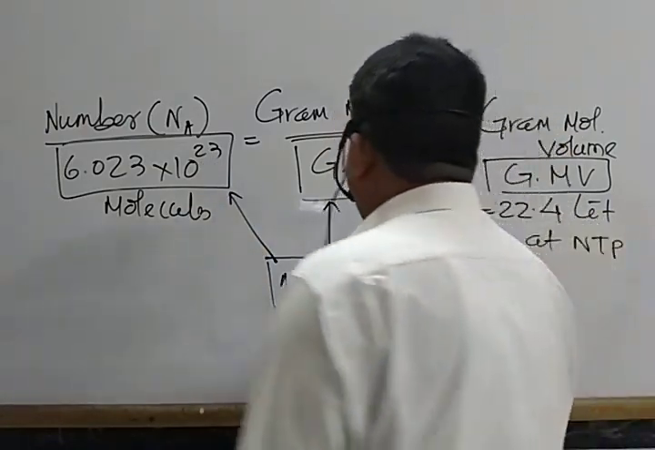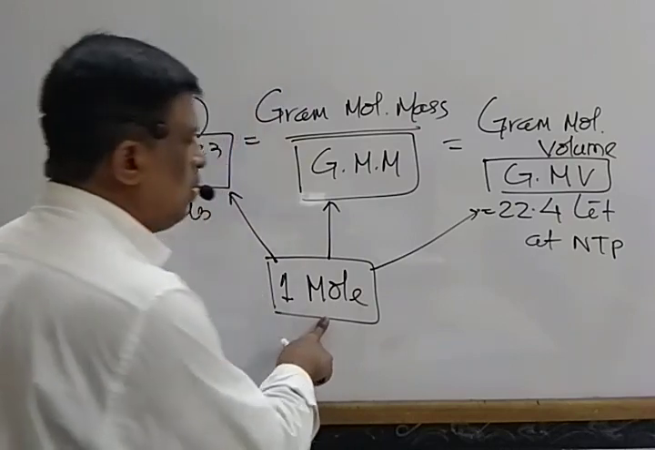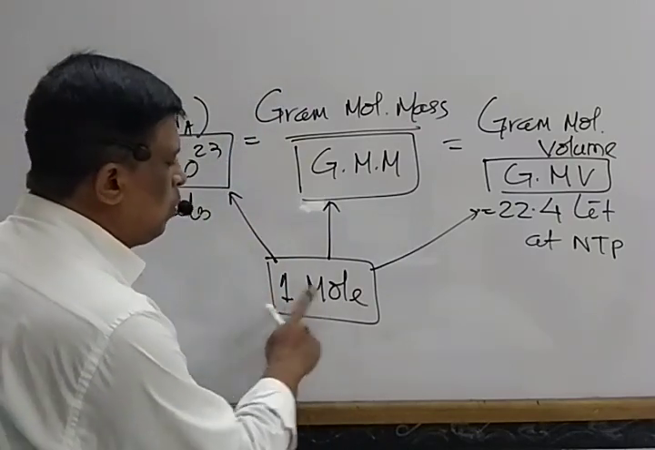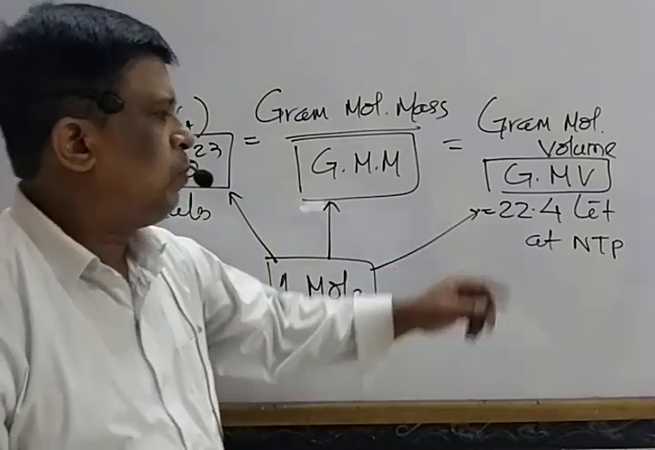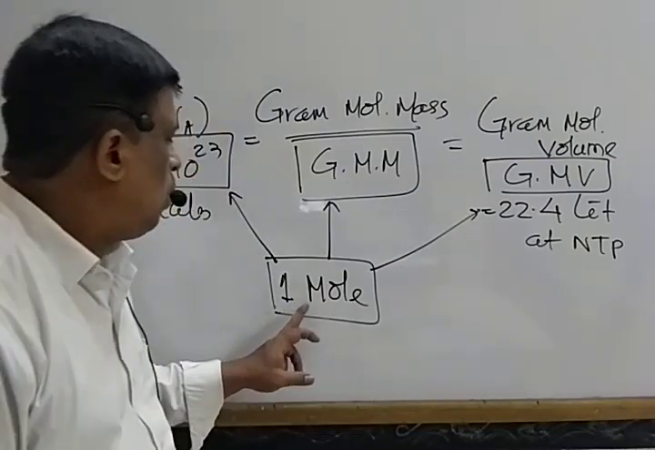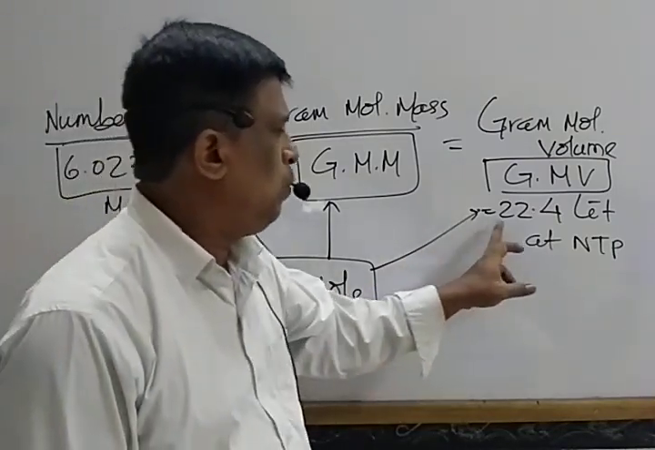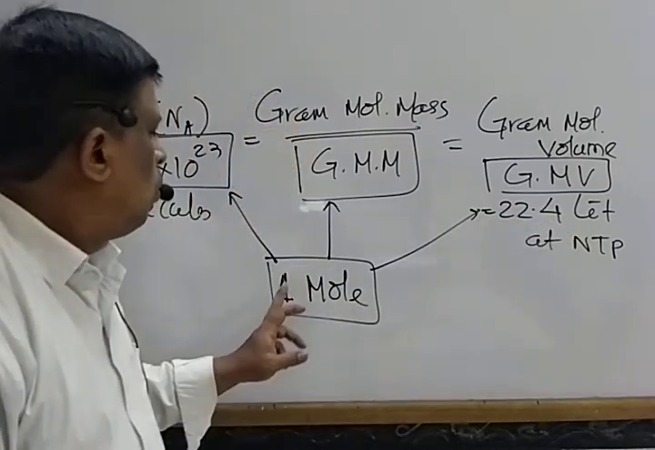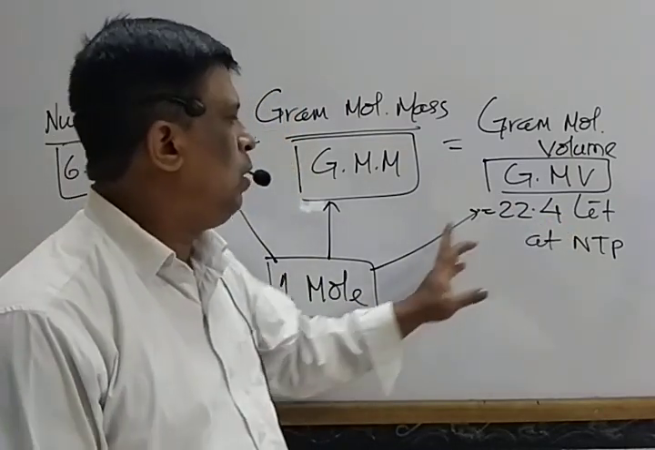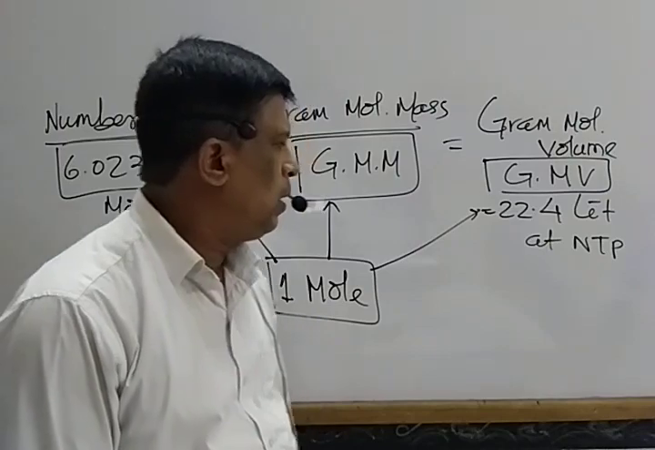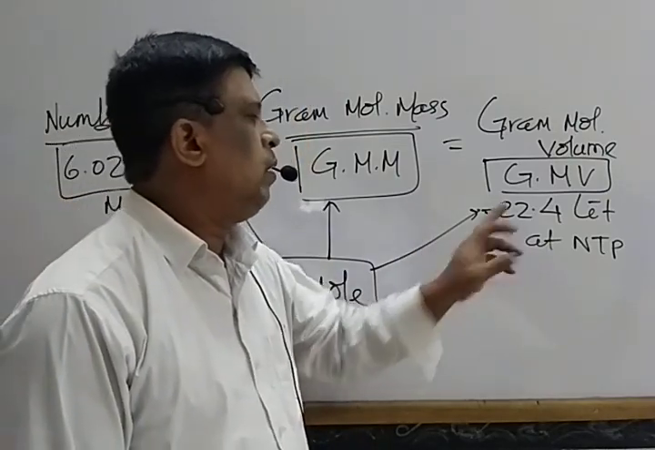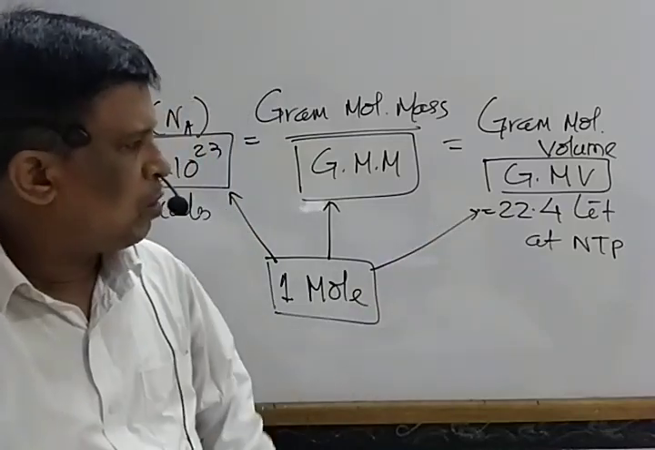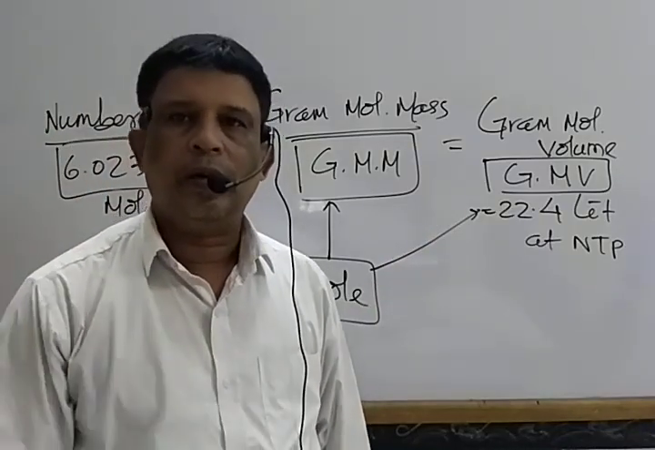Similarly, the volume of 1 mole of methane at NTP is equal to 22.4 liter. 1 mole of oxygen molecule volume is 22.4 liter. 1 mole of nitrogen molecule volume is 22.4 liter. 1 mole of carbon dioxide at NTP possesses the volume 22.4 liter.